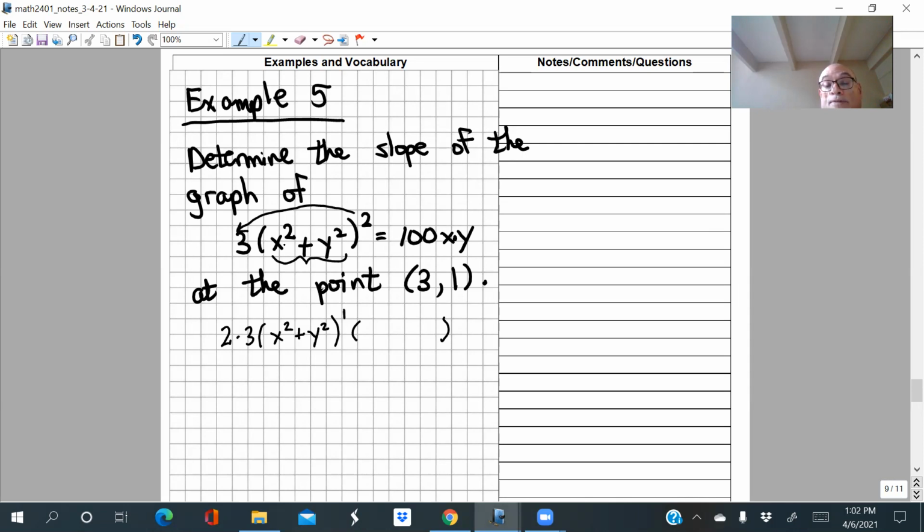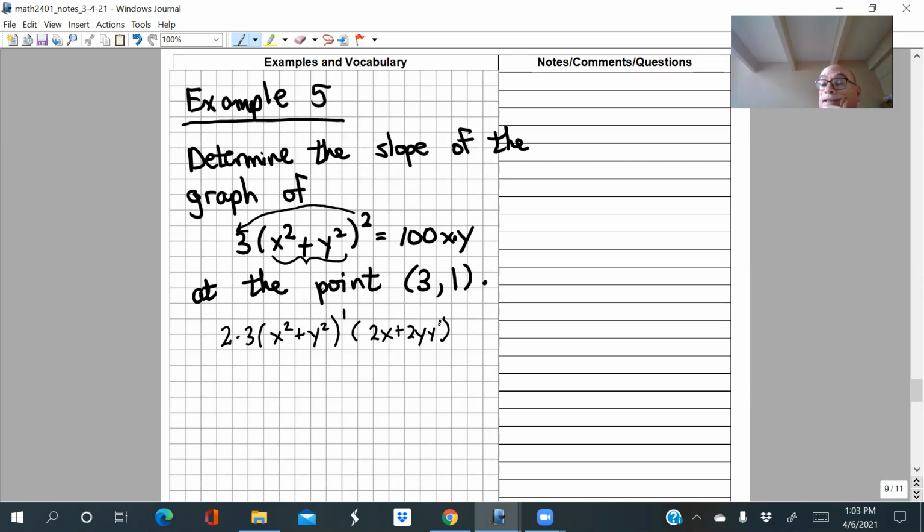So what's the derivative of x squared? 2x. That's easy, 2x. And now what's the derivative of y squared? 2y. 2y, but you have to throw in what other factor? Y prime. Y prime, right? That's the thing you always have to remember, okay?